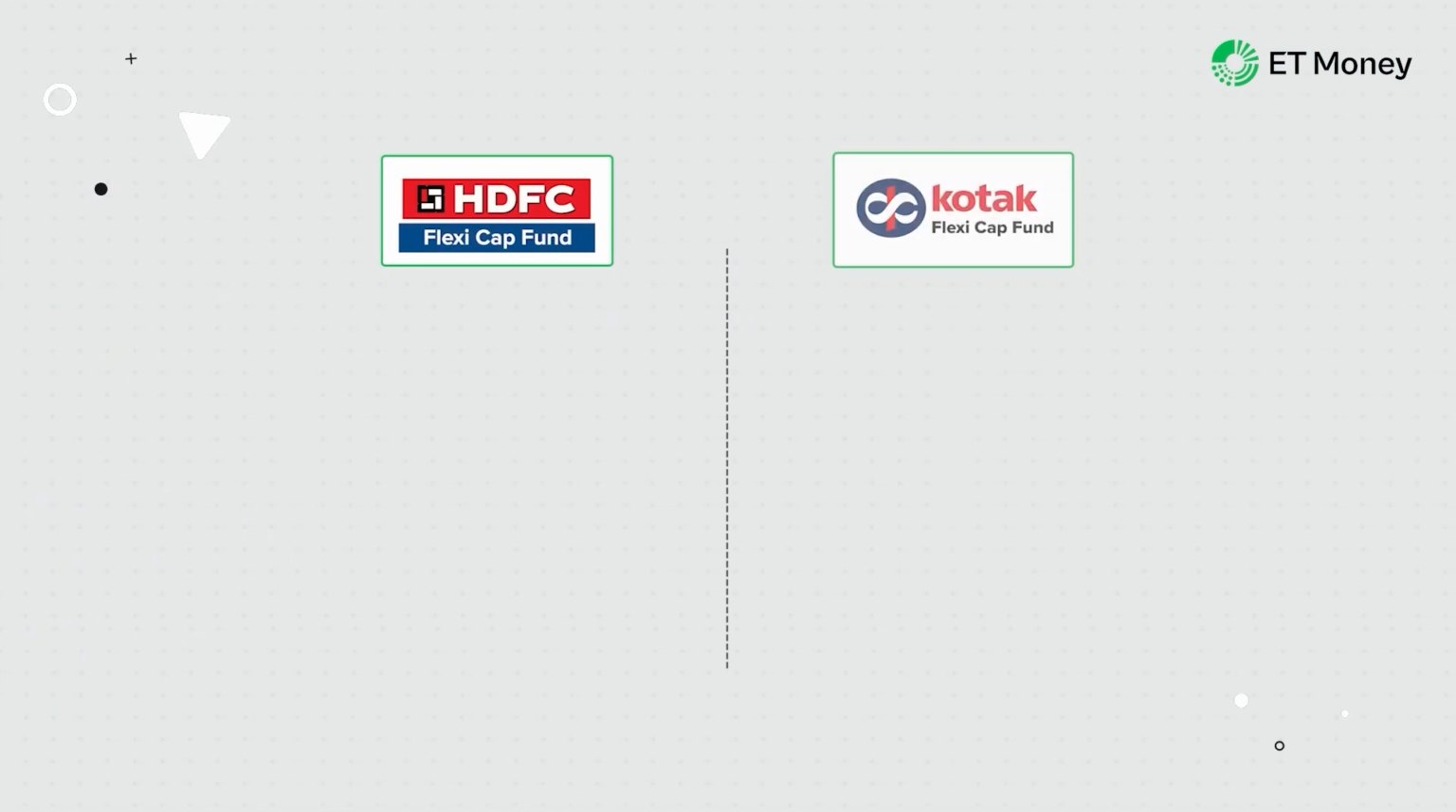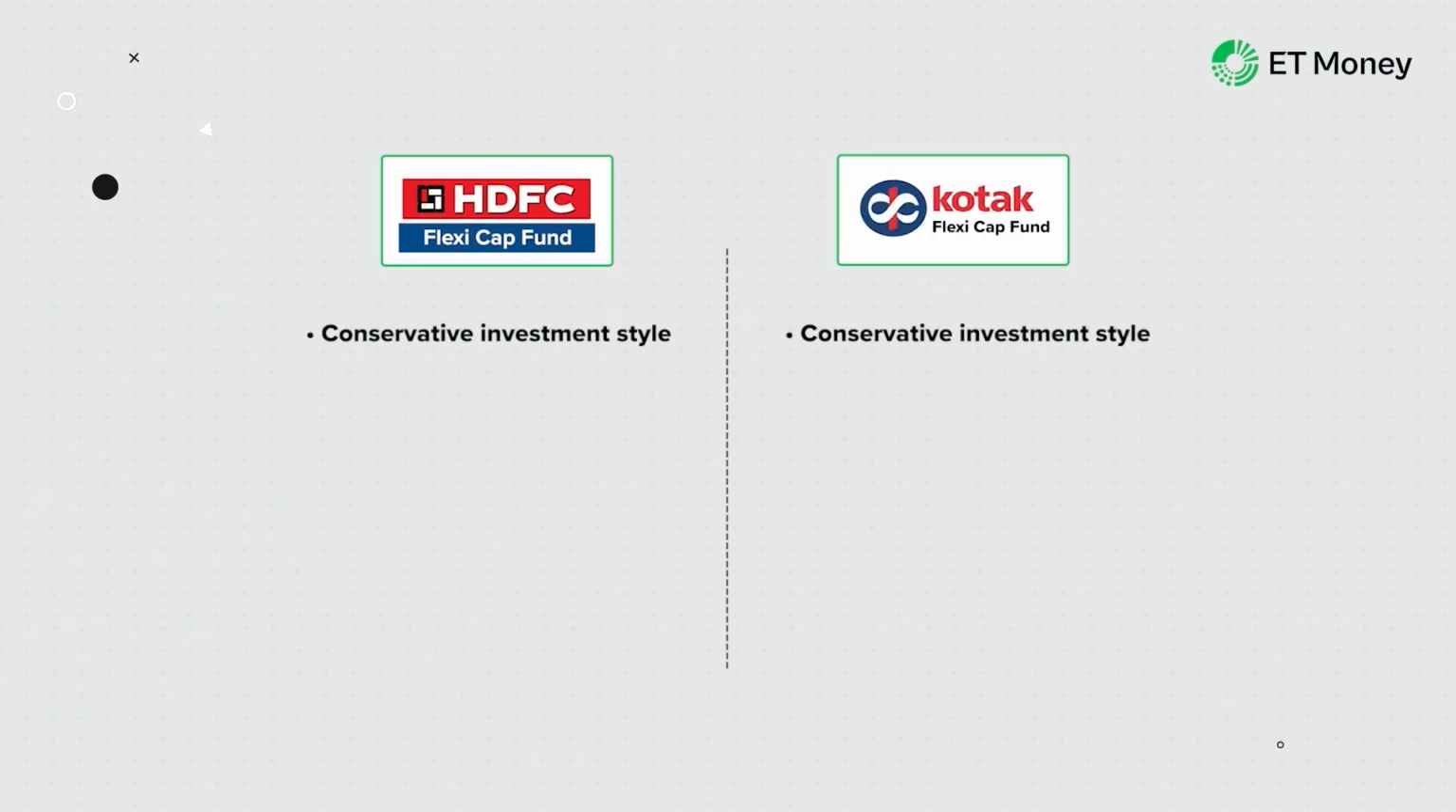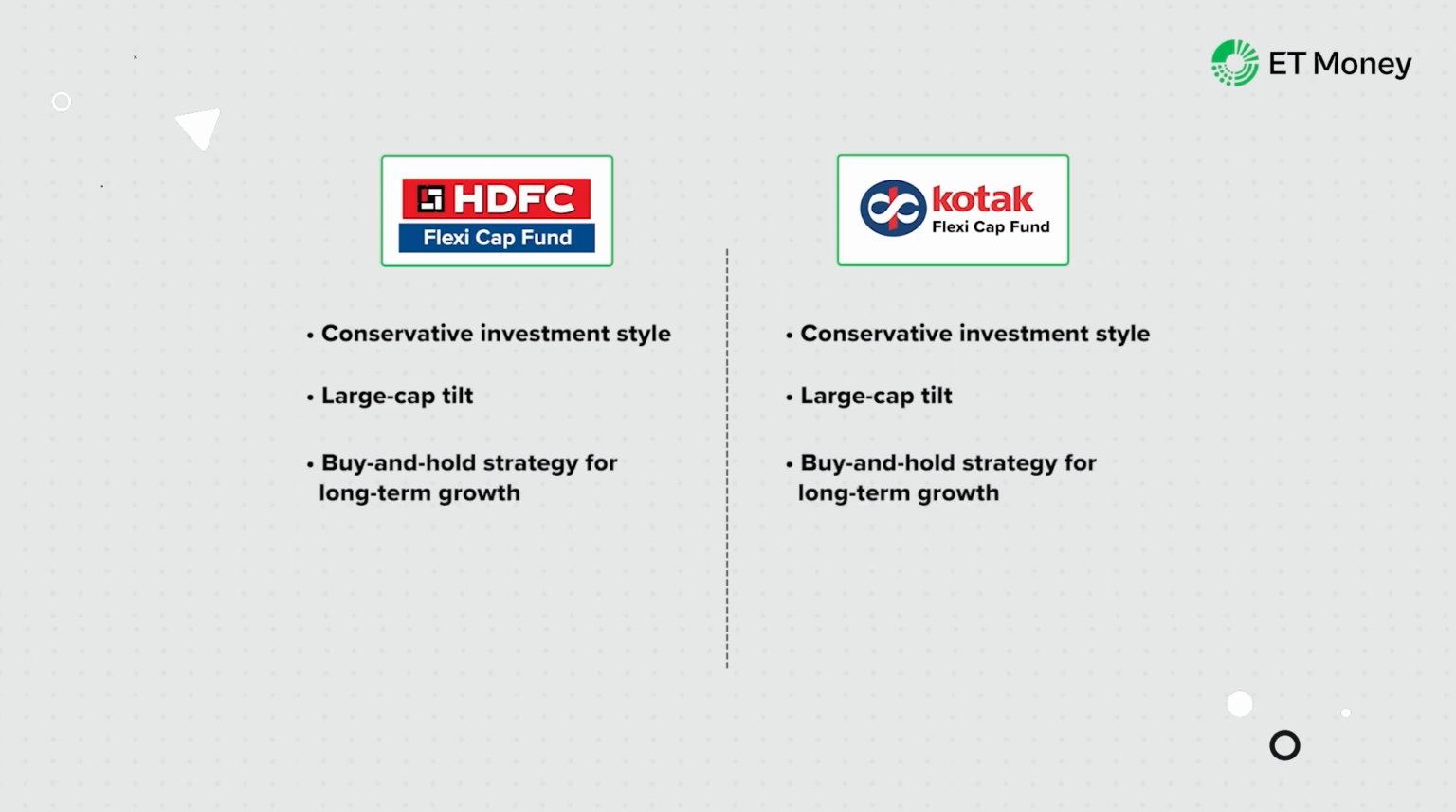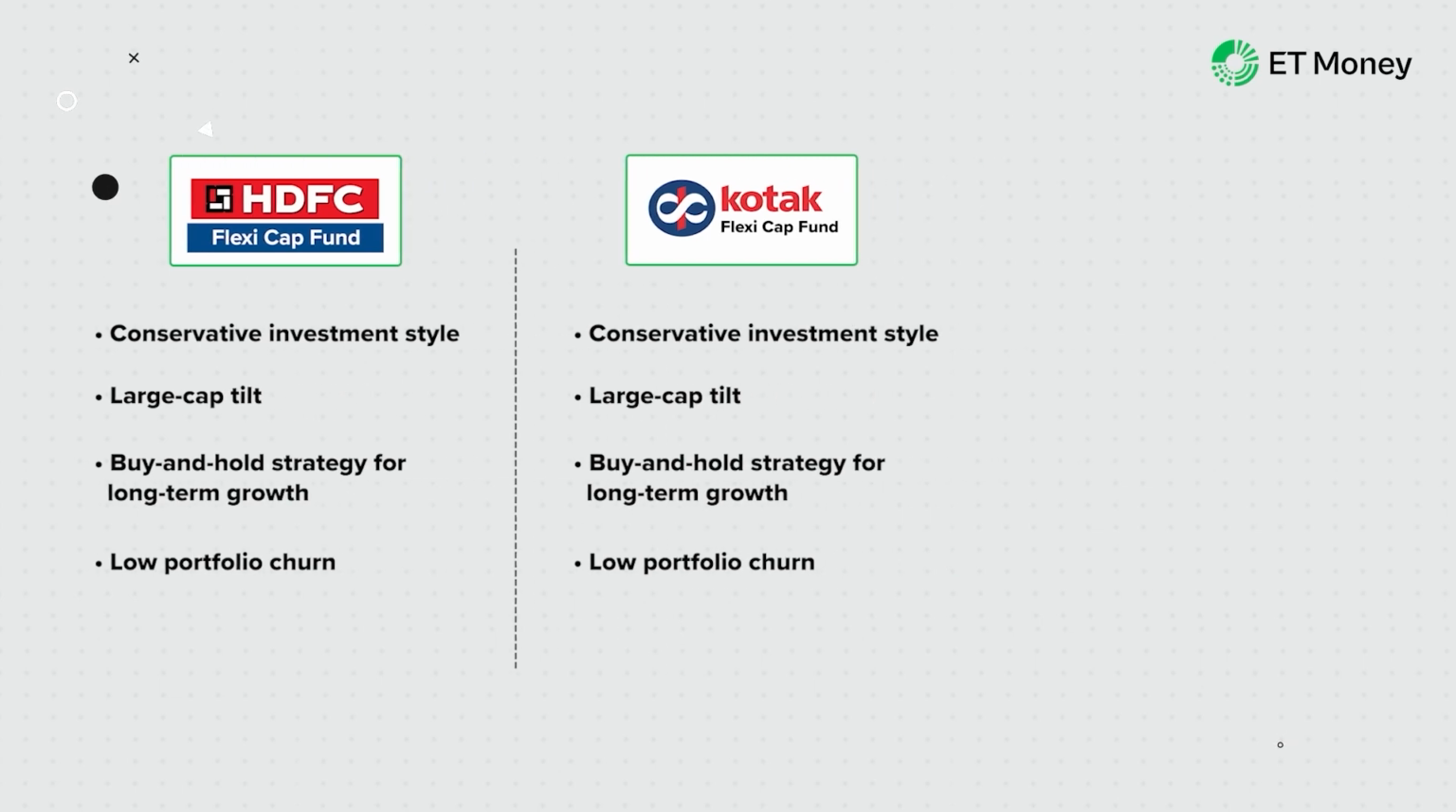So our analysis shows that HDFC Flexi Cap and Kotak Flexi Cap have a conservative investment style. They both have a large cap tilt, follow a buy and hold strategy, and churn the portfolio less. This could be because of their size.